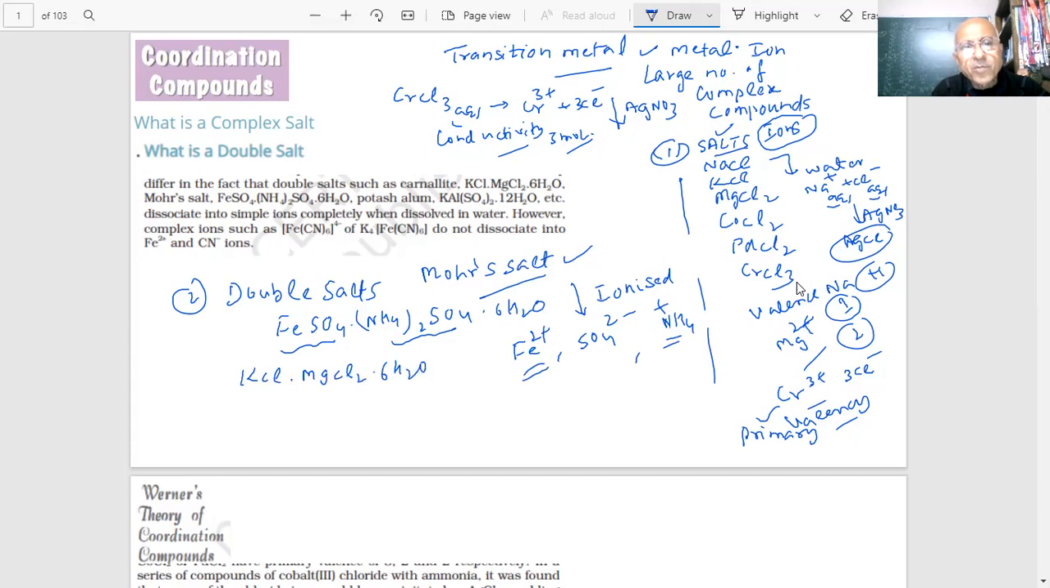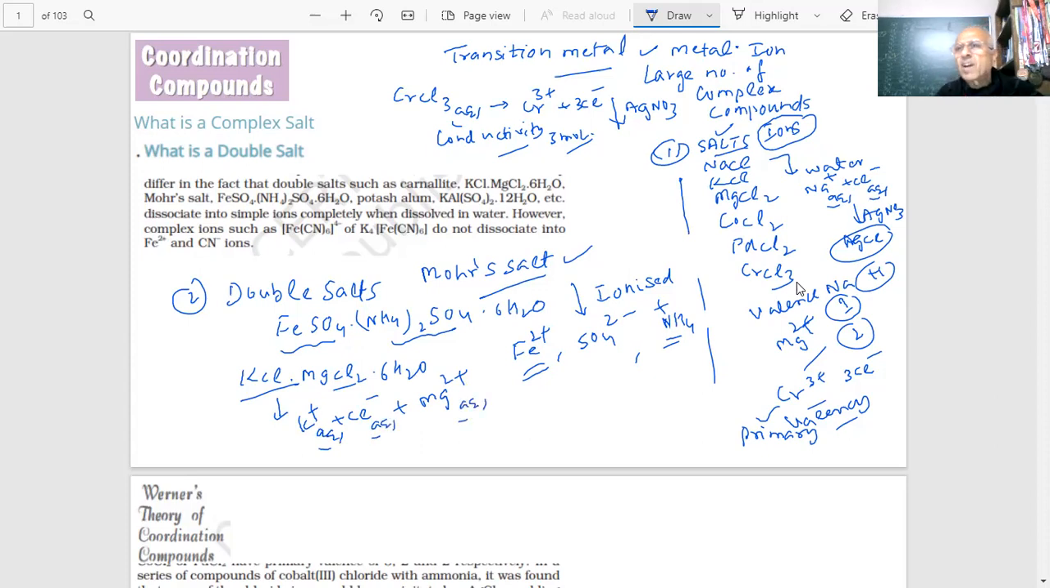KCl·MgCl2·6H2O. It contains two salts, 1:1 and 1:2. When I put it in water, it gets ionized into potassium ions, chloride ions, magnesium ions, and again chloride ions. This is aqueous. Aqueous means in water, student.